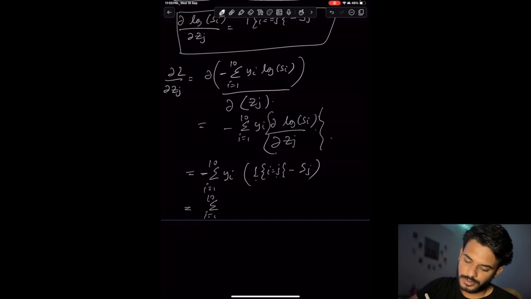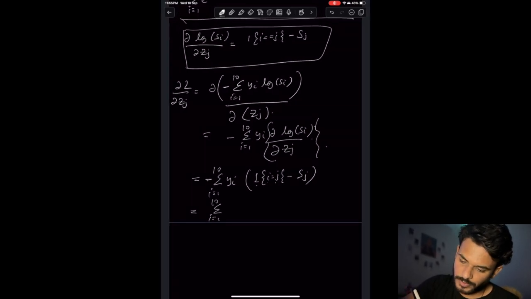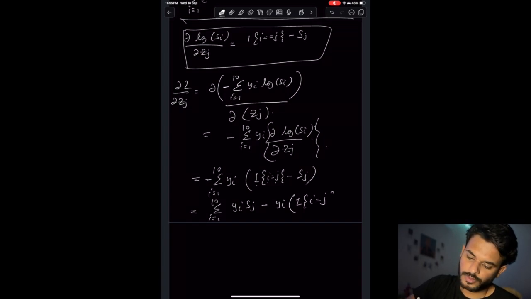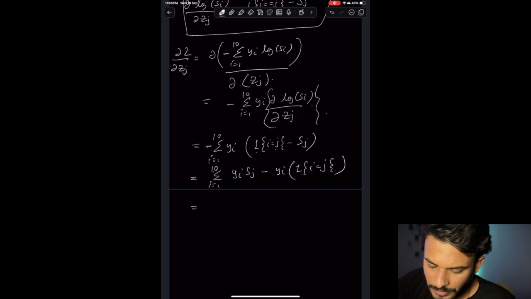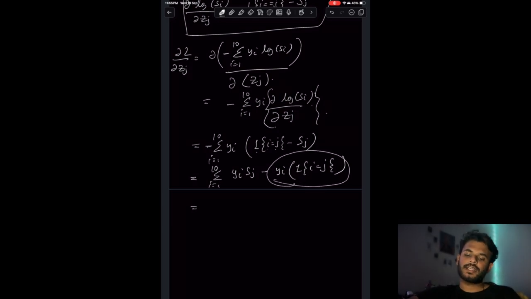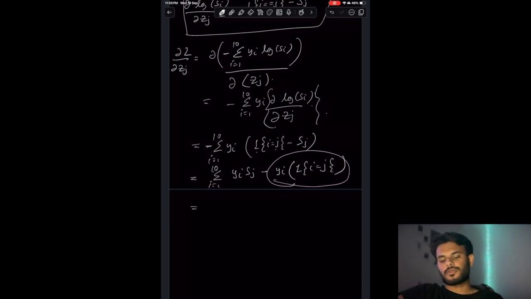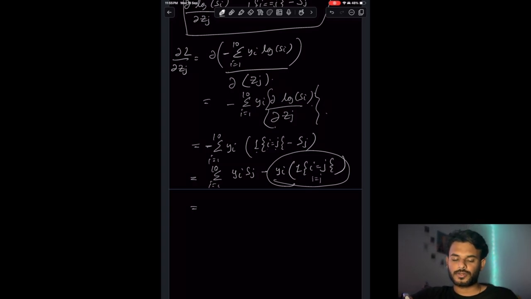So it becomes basically yi sj minus yi 1 if i is equal to j. Cool, I took the minus sign inside. So now if I separate it out, and then for example let's see this particular term. If i is equal to j, it becomes 1, otherwise it becomes 0. So 0 we are not considering, it doesn't make any difference if it becomes 0. So we are considering i is equal to j, because for any other case it doesn't make any difference.